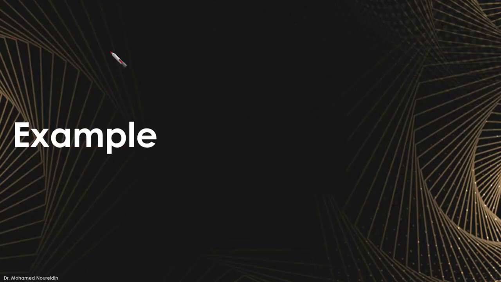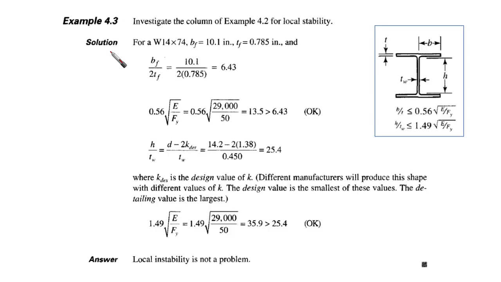Remember that well. Okay, now let's have an example and wrap up our video for today. The example is: investigate the column in the previous example 4.2 that we have already done, which was an I section, and the cross section for local stability. The cross section was W14x74, and you can visit the tables in the manual. You're going to find b flange equal to 10.1 inches, t flange equal to 0.785 inches, and if you calculate b flange over 2t flange, you're going to find it 6.4.